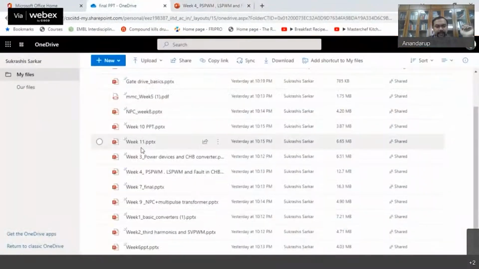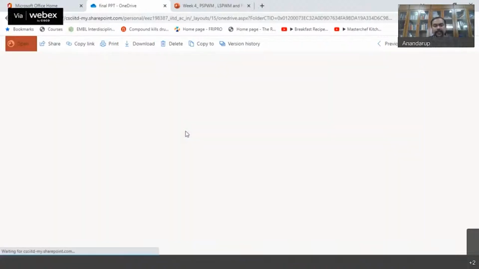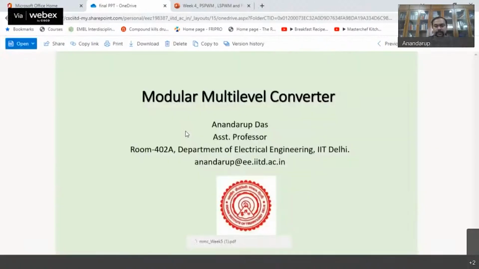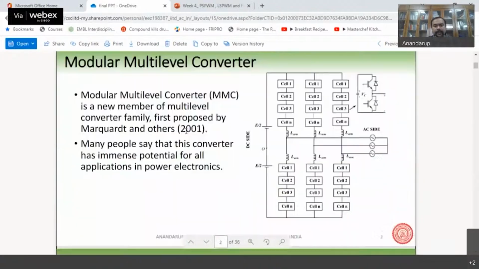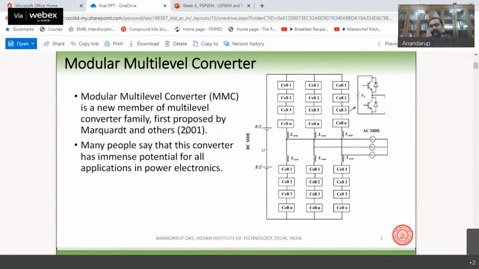Next, we had the MMC, the modular multilevel converter, which was one of the very important topics. In the MMC, we have many cells connected in series, and each cell in the most basic version is made up of a half bridge. Then you have the arm inductors, one on the DC side and one on the AC side.